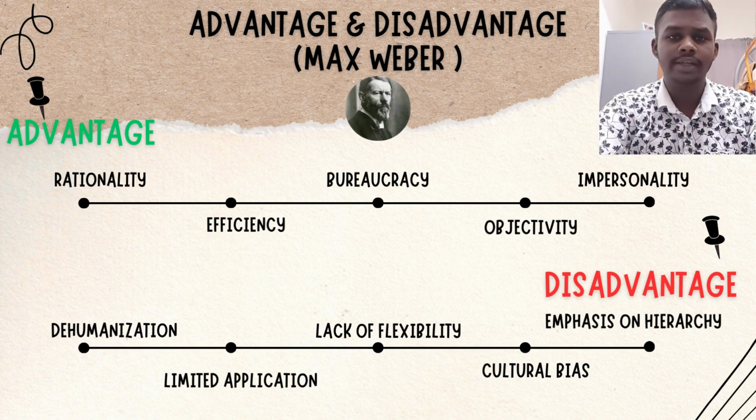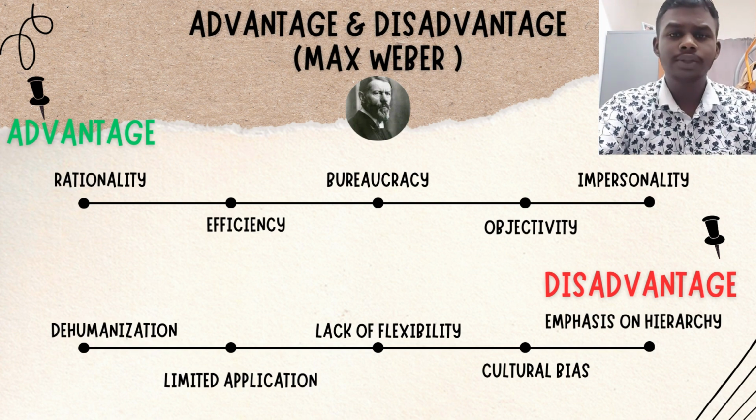Emphasis on hierarchy. Weber's approach emphasized hierarchy, structure, and clear lines of authority, which may not be effective in organizations that value employee participation and empowerment. The fourth one was limited applications. Weber's ideas were focused primarily on formal organizations and may not be applicable to other types of organizations. The last one was cultural bias. Weber's ideas were based on European and North American contexts and may not be applicable to other cultural contexts.